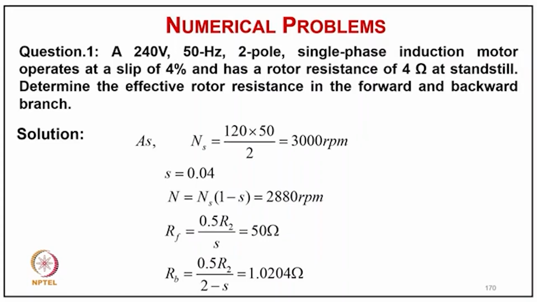Speed is given. Synchronous speed you can calculate with the formula 120 f by P, that is 120 into 50 by 2, which is 3000. Slip is given as 0.04, so you can find N equal to Ns into (1 minus s), which comes to 2880. Rf equals 0.5 R2 upon s, which is 50 ohm, and Rb equals 0.5 R2 upon (2 minus s), which comes to 1.02 ohm.